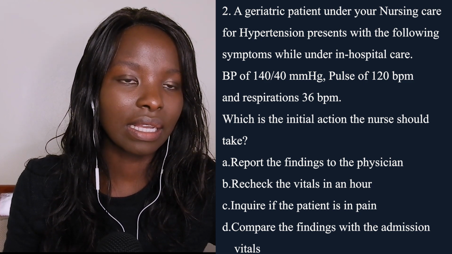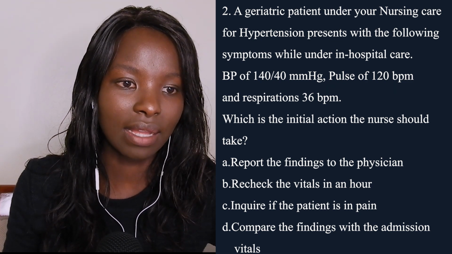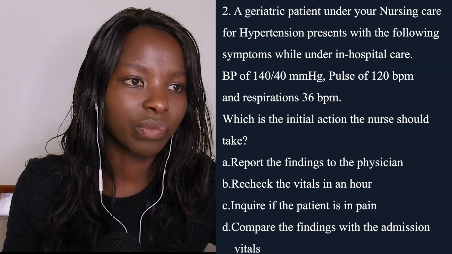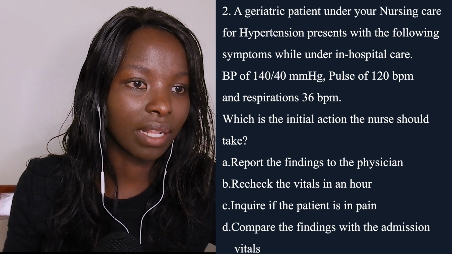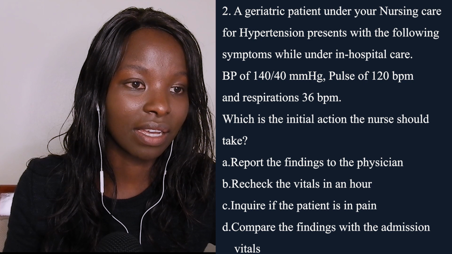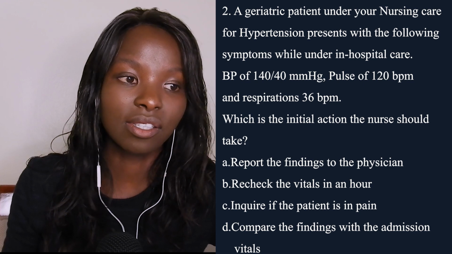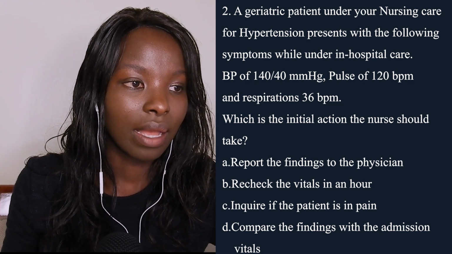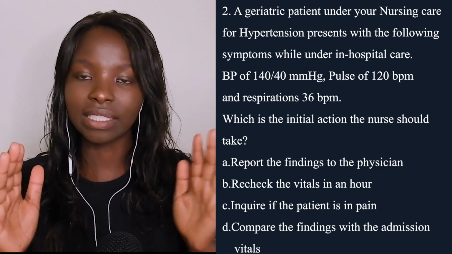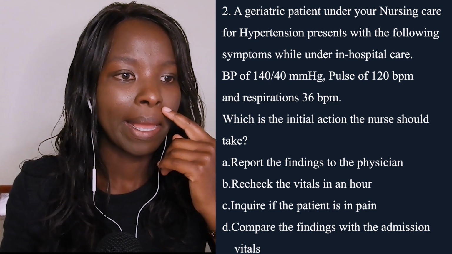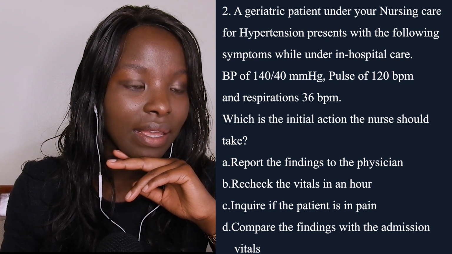Now, this question really requires us to select the most appropriate answer, because most of these answers are rather correct. To check if the patient is in pain is quite obvious in this case, because this pulse rate of 120 is significant, indicates tachycardia. Normal heart rate is 60 to 100. A blood pressure of 140 over 40 millimeters of mercury is indicative of a wide pulse pressure. Respirations of 36 per minute, that is tachypnea.